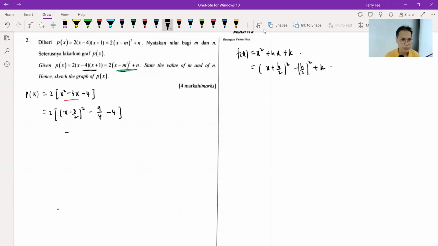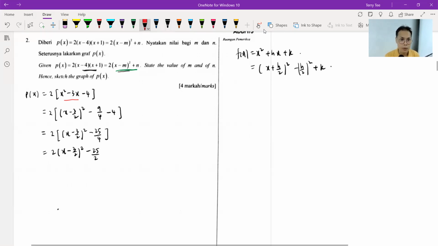So let us just simplify this. This will be 2 bracket x minus 3 over 2 squared. This is 4 times 4, 16. 16 plus 9, 25. Over 4, close the bracket. Now, these two you can multiply in, you get 2 times (x minus 3 over 2) squared minus 25 over 2. Now, I hope you understand why 25 over 2, because we are multiplying the 2 inside here. So this is 25 over 4, cancel with 2, 25 over 2. So there you go. This is your equation in vertex form.